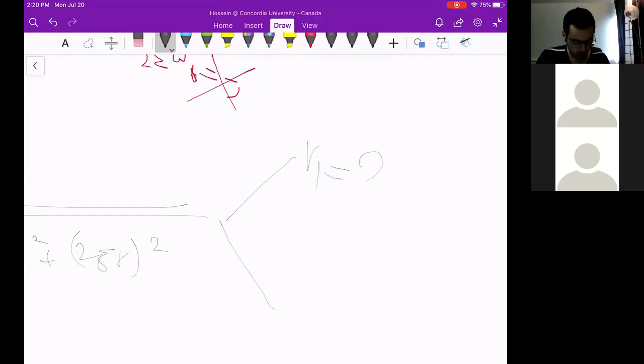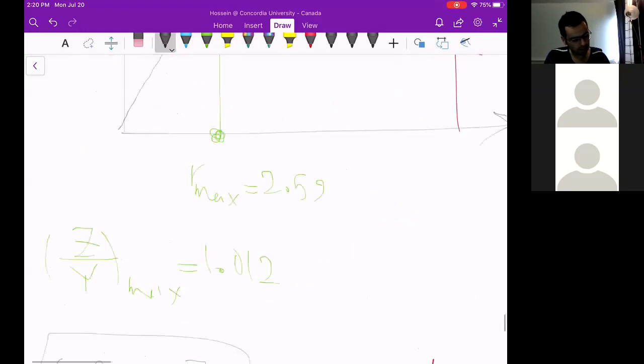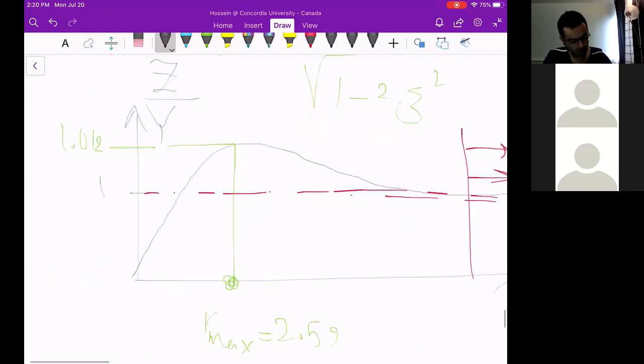So R1 is 2.12, right? And R2 is 3.35. So you can go over the graph, and 3.35, 2 point.